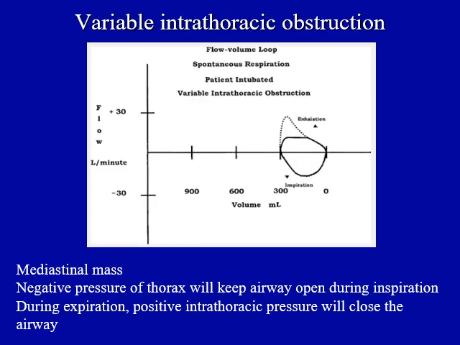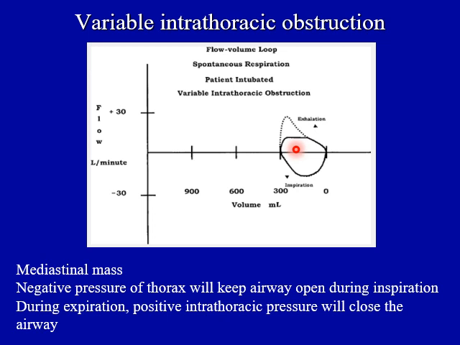Now in this loop we can see, this is the inspiration. The inspiratory part of the loop appears to be normal, followed by this exhalation. This dotted line is the normal exhalation. But here, in this exhalation, the expiratory flow is decreased. That means this is a variable obstruction. So how do you tell whether it is intrathoracic or extrathoracic? Since it occurs only during expiration, it indicates an extraluminal variable intrathoracic obstruction.